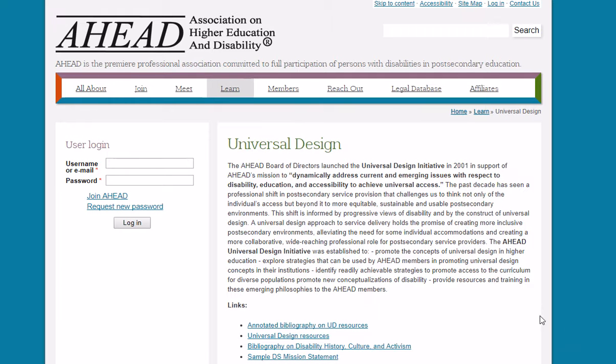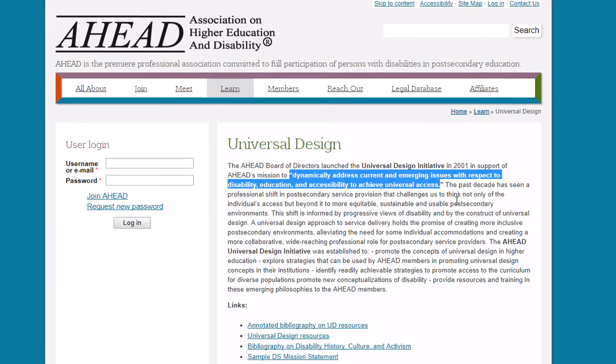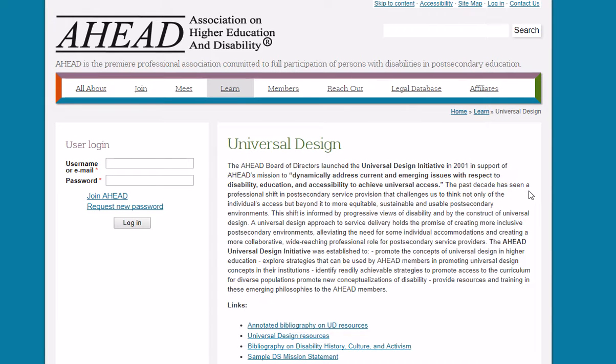So universal design, this initiative, was launched, again, as the head states, to dynamically address current and emerging issues with respect to disability, education, and accessibility to achieve universal access. So we have this challenge, this mandate to us, but the technology is developing to the point now to help us with it and to make accessibility not just something to think about, but something that we can achieve without much additional trouble. We just have to think a little bit about how we design things.